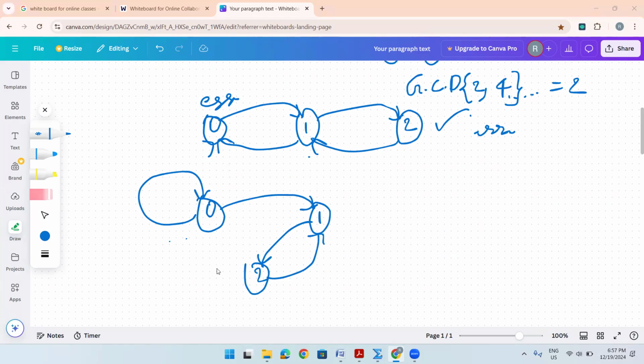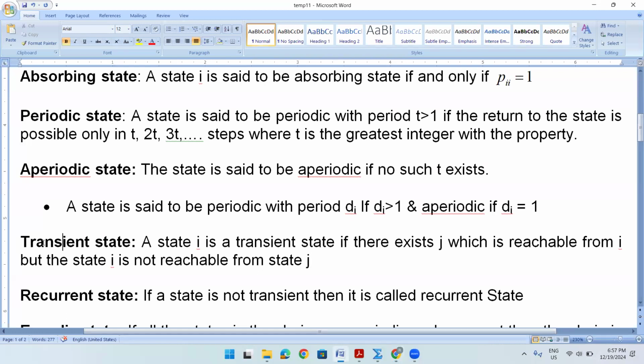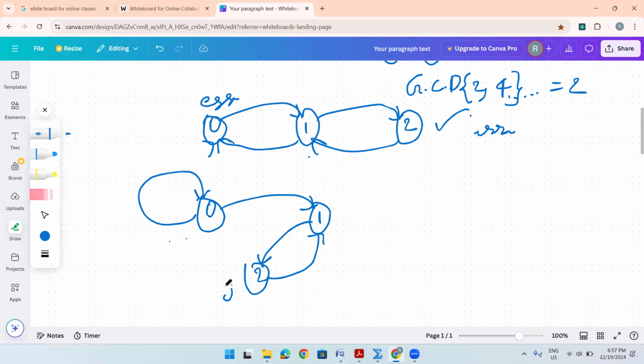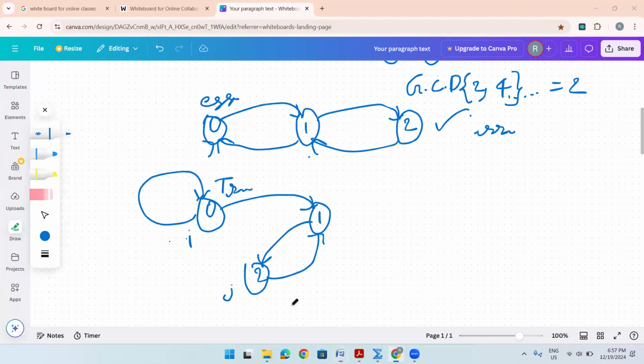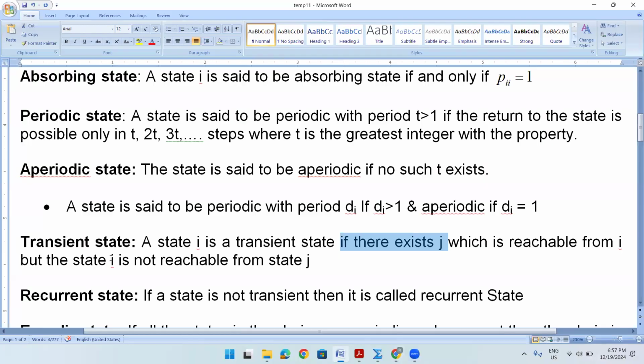Let us find the transient state. If there exists a state j which is reachable from i, but i is not reachable from j, then i is called a transient state. Here 0 is the transient state. That's the meaning. Here in this case, state j is 2, taking example 2, which is reachable from i. That is, i is nothing but 0. So 2 is reachable from 0. From 0, we can move to 1, and 1 to 2. So in 2 transitions, we can reach it. But the state 0 is not reachable from j, that is 2.